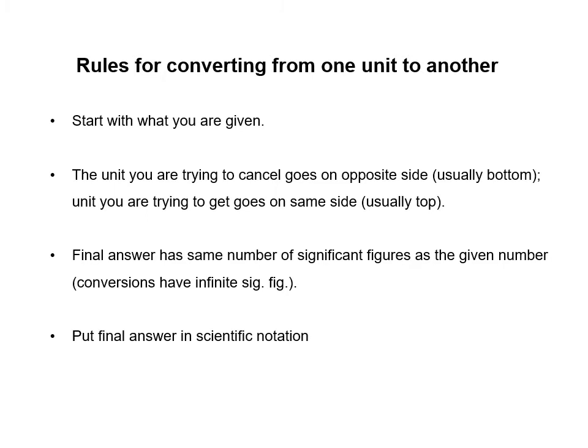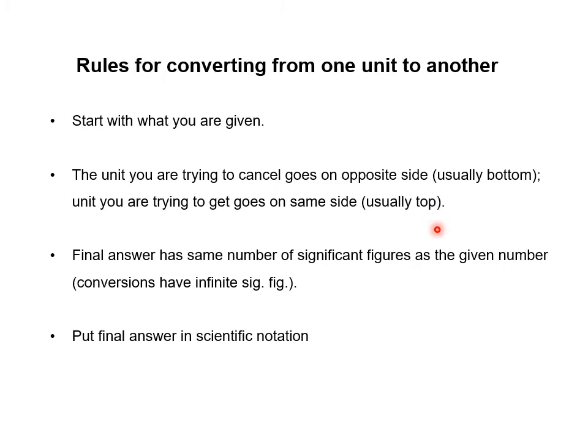All right, so what are the rules for converting from one unit to another unit? So you always start off with what you're given. That's the first rule. So the unit that you're given and the number that you're given is what you start off with, okay? The unit that you're trying to cancel will go on the opposite side, and this refers to the conversion factor. So if I start off, let's say, with micrometers, and I'm trying to get millimeters, then micrometers will go on the bottom, okay? The unit you're trying to get will always go on the same side, and that's generally on top.